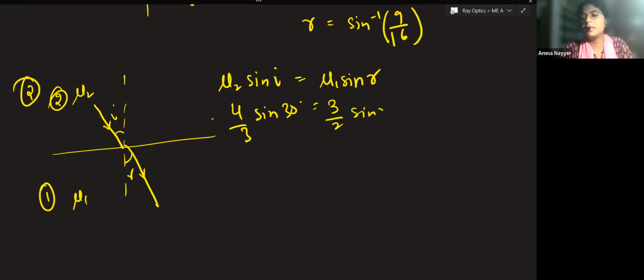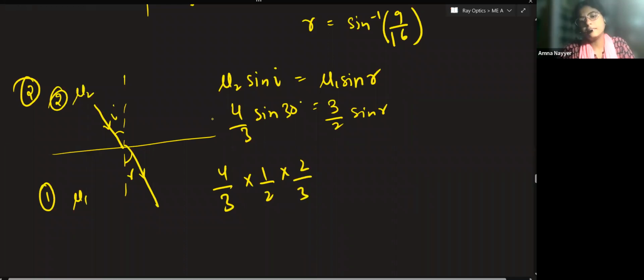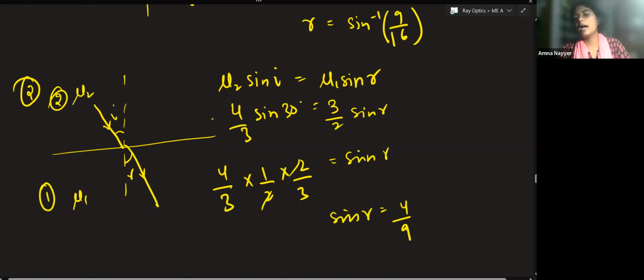Please correct me, because whatever I've remembered, that's what I'm writing. If I'm writing something incorrect, just let me know. So this becomes 4 by 3 into half into 2 by 3, equal to sine r. Okay, 2 will get cancelled, fine. Right, so the answer is 4 by 9. R will be equal to sine inverse 4 by 9.